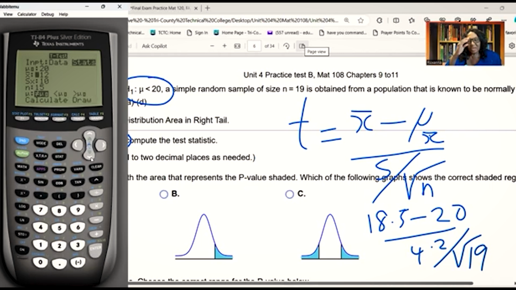The X bar is 18.5. And the standard deviation of that data is 4.2. That's sample, that's why we're doing T. And the sample size is 19. All right, they give me a left-tailed test, so I select left-tailed test.